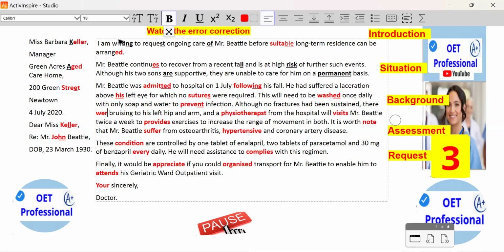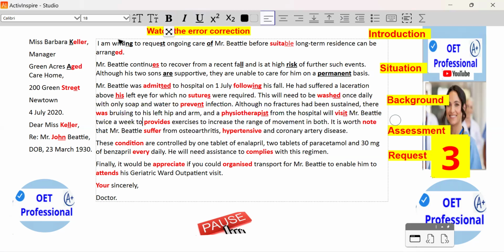Although no fractures had been sustained, there were bruising to the left hip and arm. So bruising just gets was. There was bruising to his left hip and arm, and a physiotherapist, this is a small spelling error, therapist with an I, from the hospital will visit, not visits, Mr.